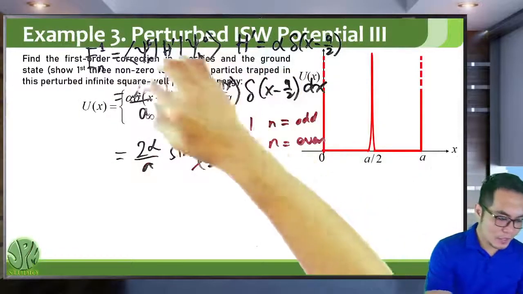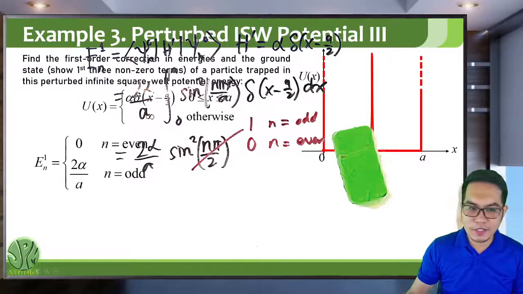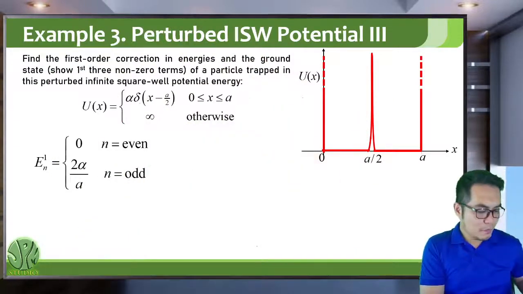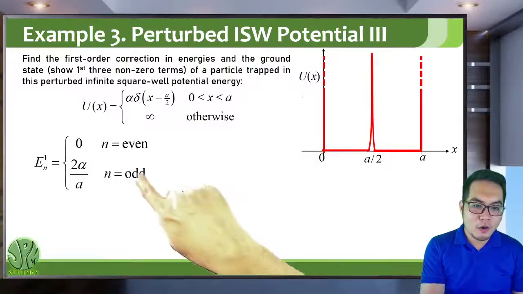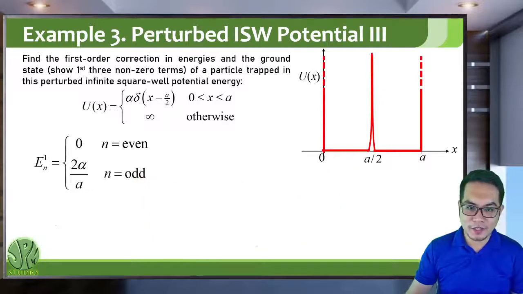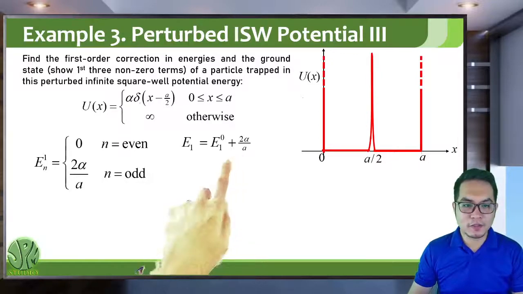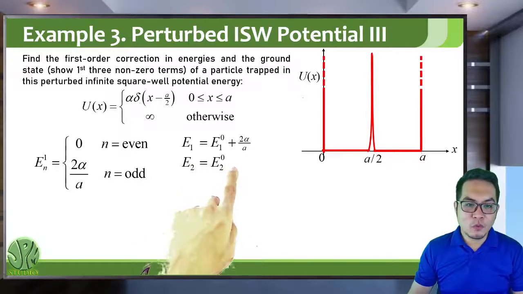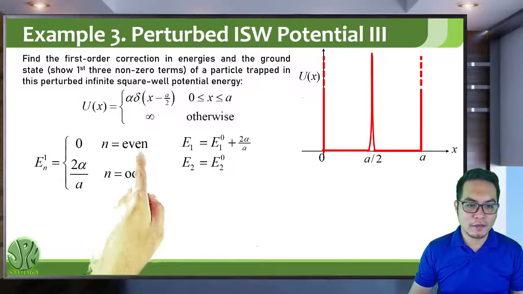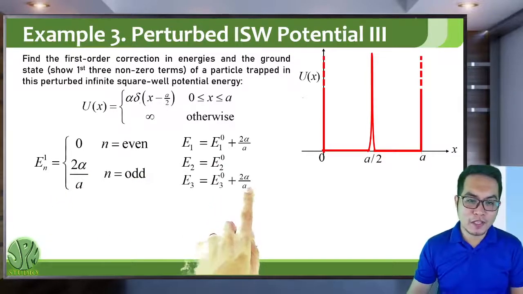So going back to our case, our first order correction in energy is this one. So what does this mean? This means that only odd energy levels have a first order correction in energy. So E1, the ground state, will have a correction of 2 alpha over a, but the first excited state E2 will not have a first order correction. So if n is even, there's no first order correction.